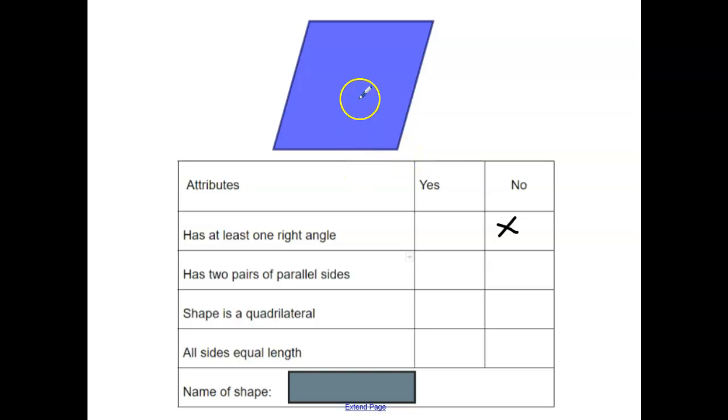Well, yes, it has one pair. Now let's check the other pair. So does this side have an opposite side that's parallel? Yes, they're facing the same direction, and even if I extended these sides, they would always stay the same distance apart. So would I check yes or no?